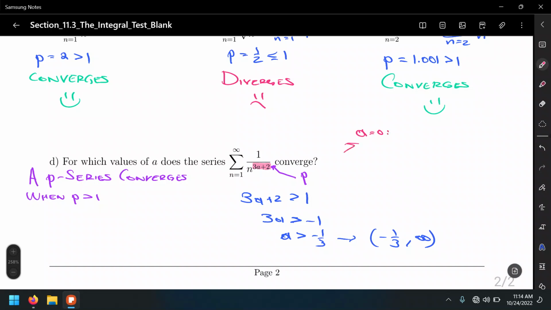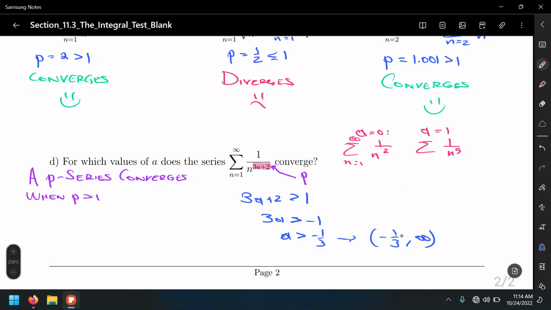So sigma n equals 1 to infinity of 1 over n to the 3 times 0, which is 0, plus 2, so n squared. Isn't that a convergent p-series? Yes. What about a equals 1? This is sigma, I'm just going to skip the limits, 1 over n to the 3 times 1, which is 3, plus 2. Isn't that p greater than 1?